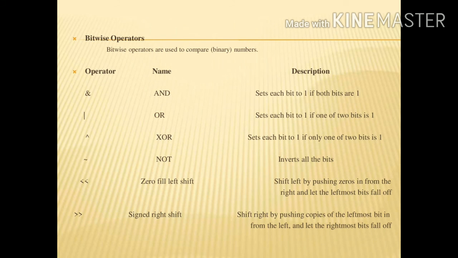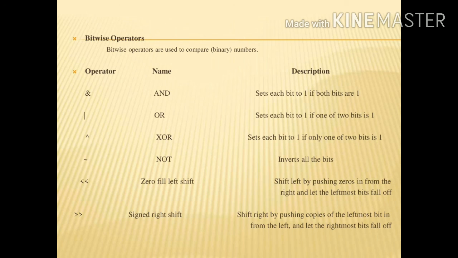Here is a small table representation of the bitwise operators. AND sets each bit to 1 if both bits are 1. OR sets each bit to 1 if one of two bits is 1. XOR sets each bit to 1 if only one of two bits is 1. NOT inverts all the bits.